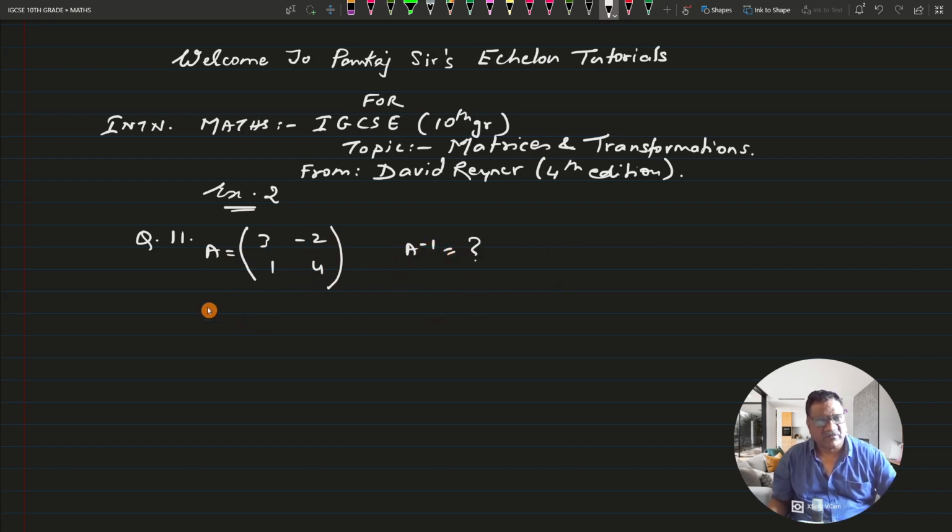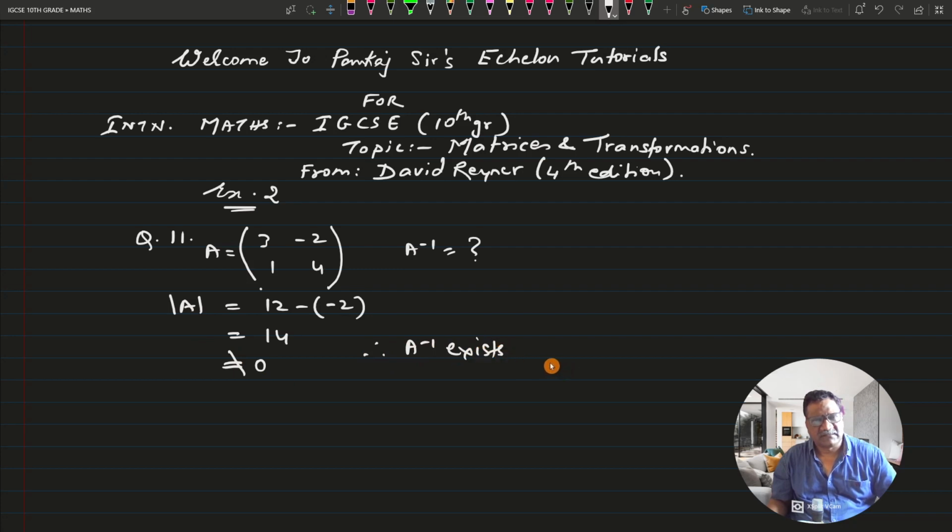To find A inverse, first of all, you will have to find the determinant of A. So the determinant of A will be equal to 4 into 3, which is 12, minus minus 2 into 1, which is minus 2. So it happens to be 12 plus 2, that is 14. Now this 14 is not equal to 0, and because the determinant of A is not equal to 0, therefore we can say that the inverse of A exists.